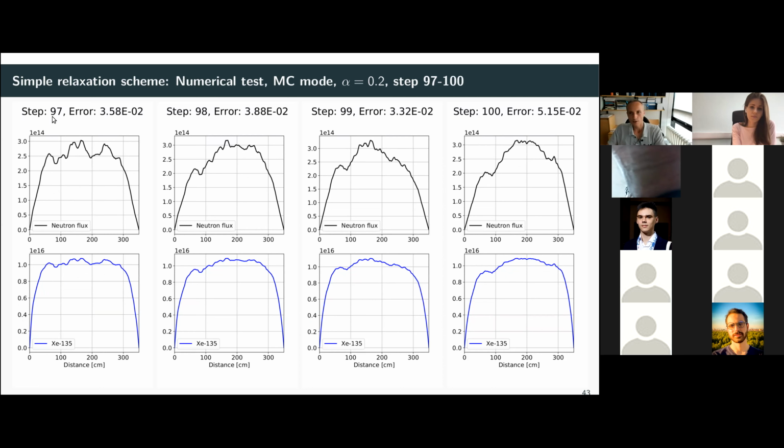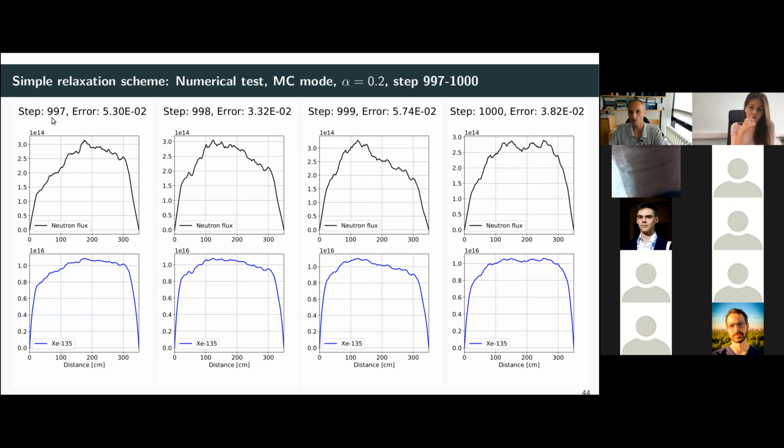Let's jump to steps 97 to 100. You can see that the error stabilized at about 3 to 5%. It's not great. There is quite a lot of noise and possibly some instability. For curiosity, let's take a look at steps 997 to 1000. So I simulated 1000 cycles here. You can see that the error didn't really improve. I made 900 more iteration steps, and the error is still in the range of 3 to 5%.